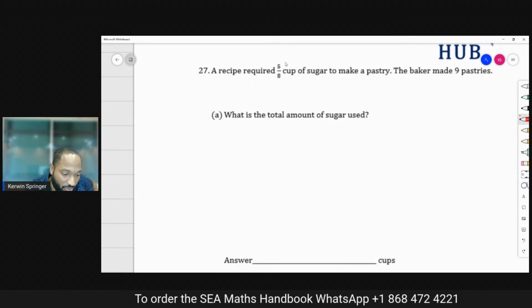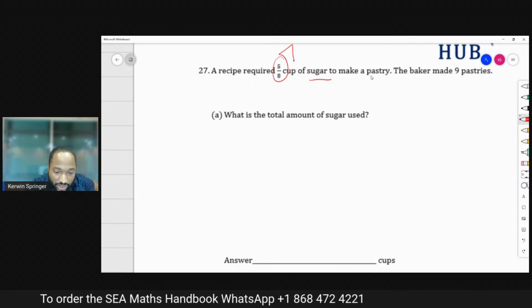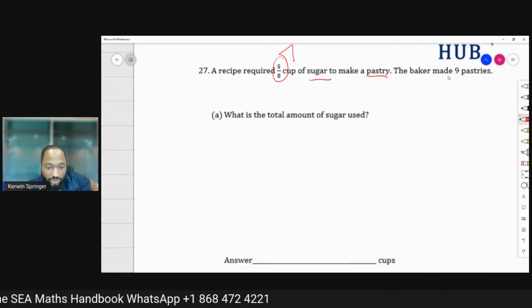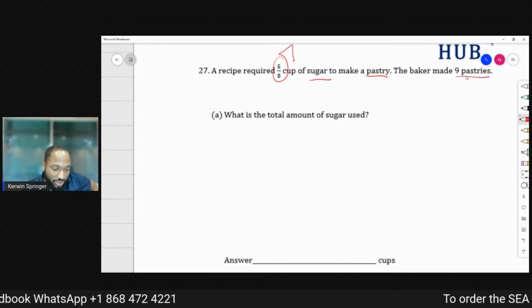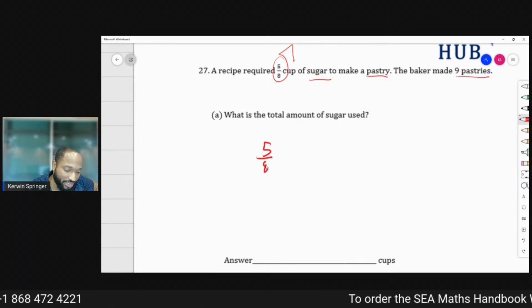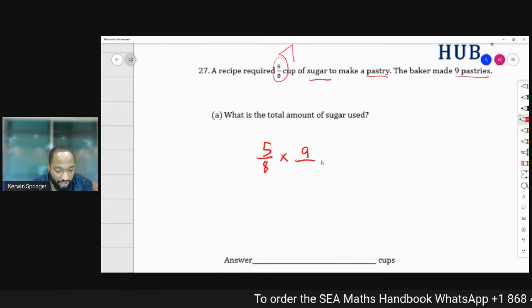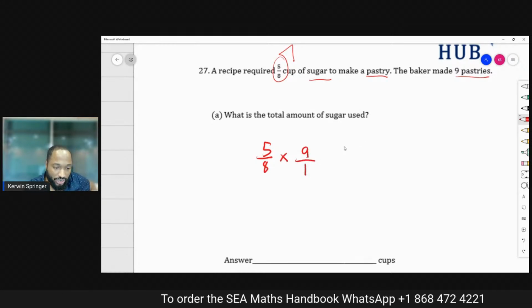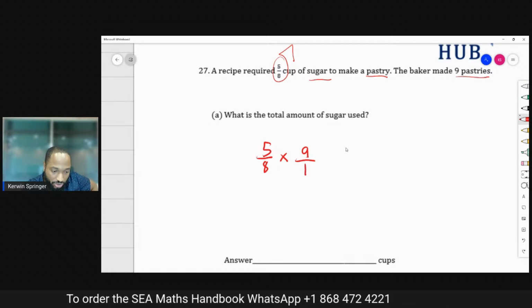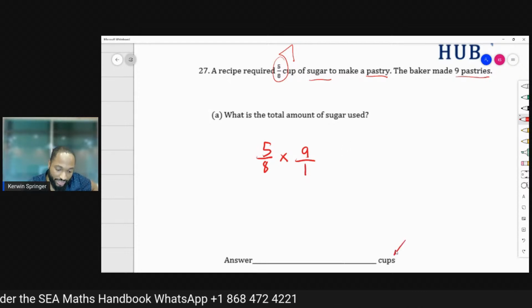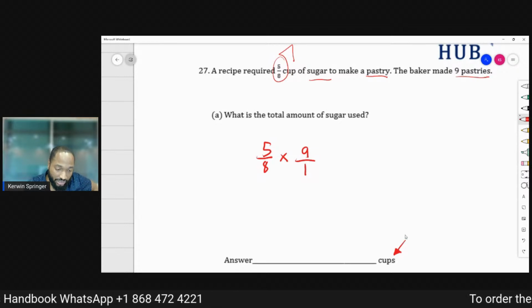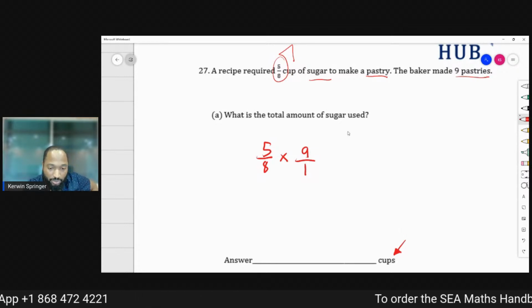A recipe requires 5/8 cups of sugar to make a pastry. A baker needs 9 of these pastries. What is the total amount of sugar used? 5/8 times 9. This is just simple multiplication. Well, they want the answer in cups, yeah? So 5/8 of a cup multiplied by 9.